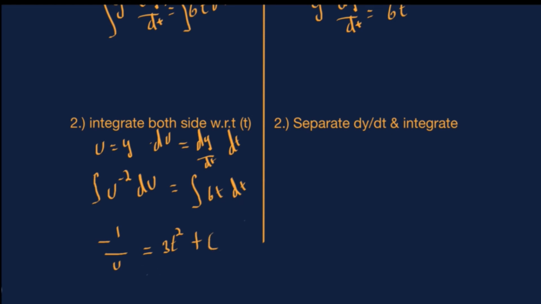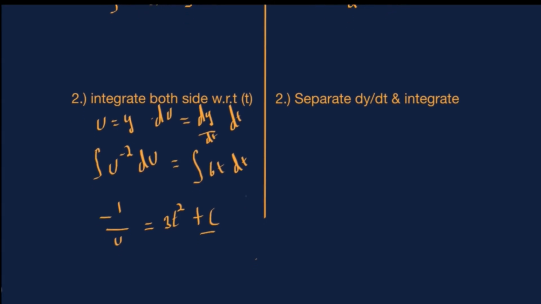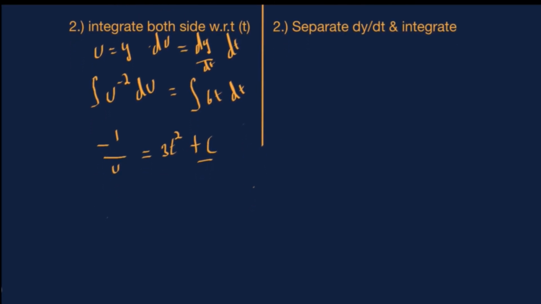And the reason why we didn't include the constant on the left side is because it got absorbed in this one. And when we back substitute for u, then we would get negative 1 over y is equal to 3t squared plus c. And this is an implicit solution for our equation.